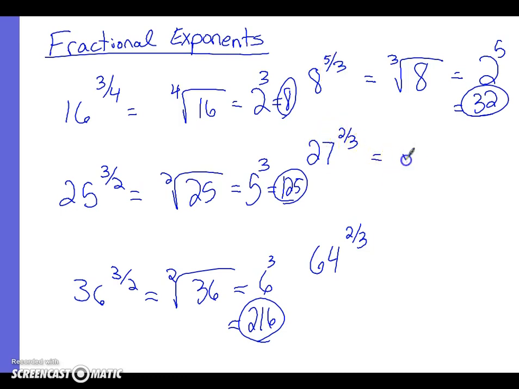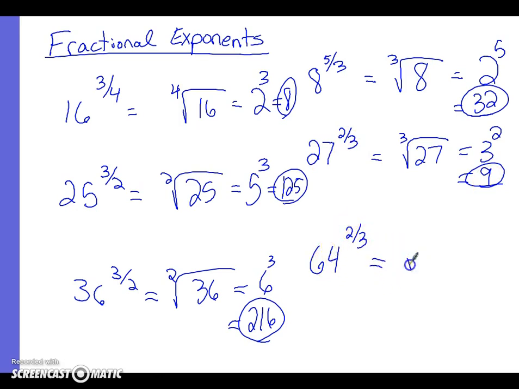27 to the 2/3 power. The denominator is your root. So the cube root of 27 is 3. And then the numerator exponent is 2, so you're going to square it. So that's 9. So 27 to the 2/3 power is 9.